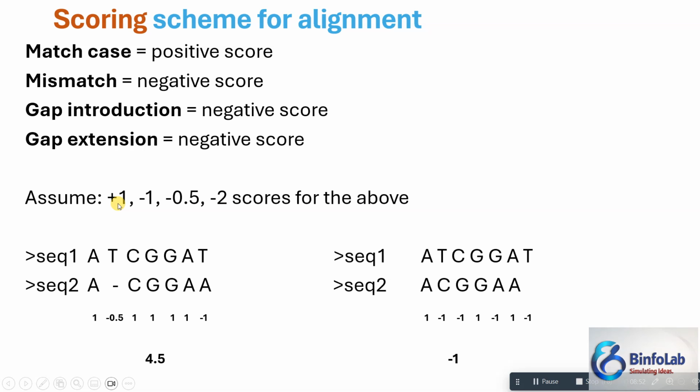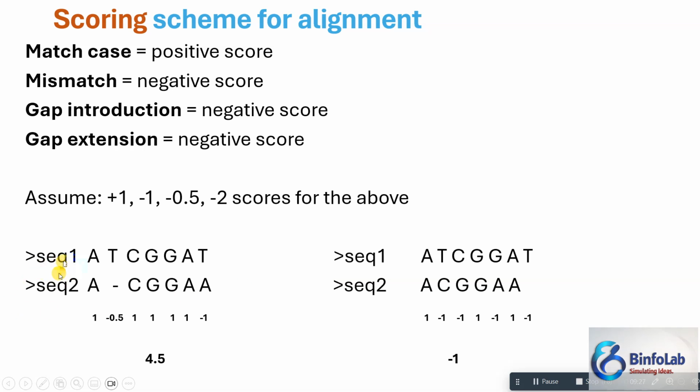Assume for a match, the program will give +1. For a mismatch, the program will give -1. For gap introduction, the program will give -0.5, and for gap extension the program will give -2, or let's say yes, okay, -2. Now let's dissect these two alignments and you will learn something new.